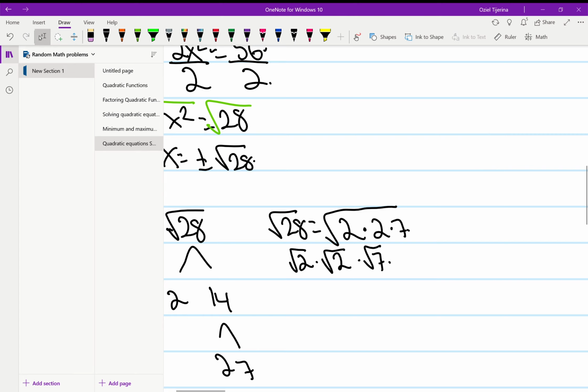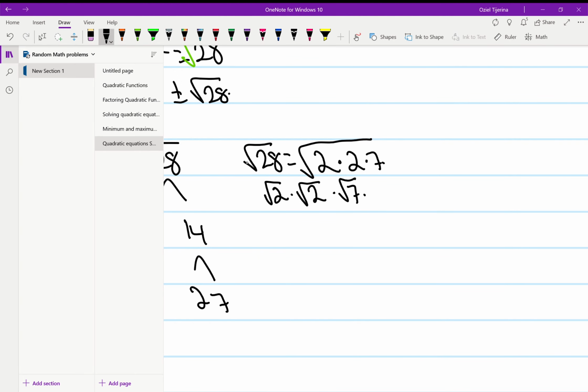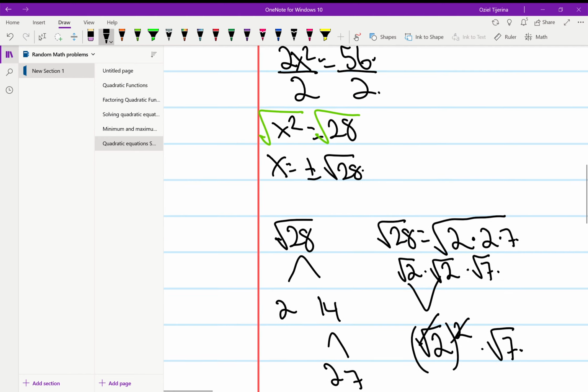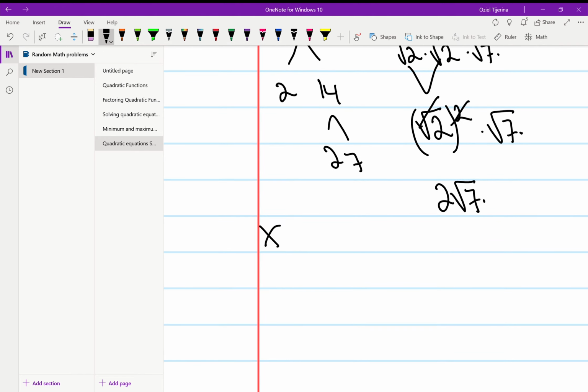Remember that a square root multiplied by another square root that has the same number takes out the square root. So this is the same as saying the square root of 2 squared times the square root of 7. So since we're taking out the square root, it's going to be 2 square root of 7. So our answer ends up being x equals plus or minus 2 square root 7. Okay.